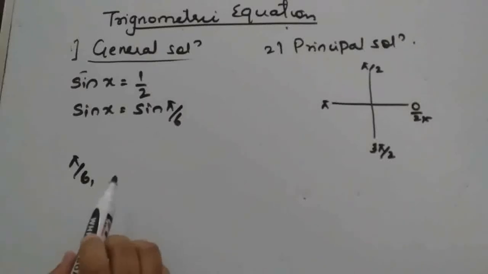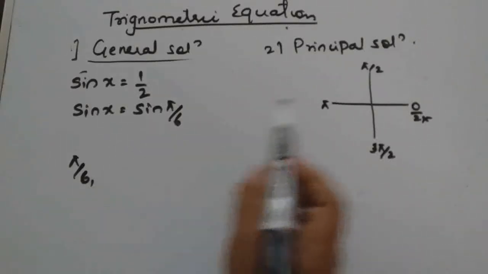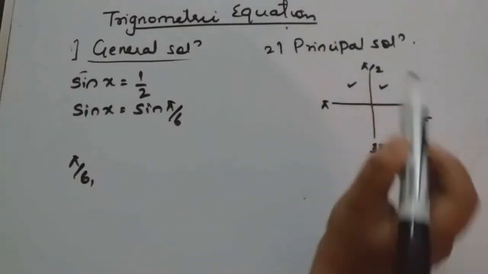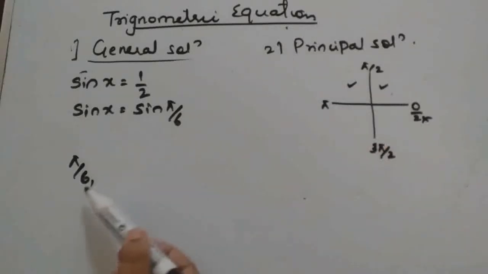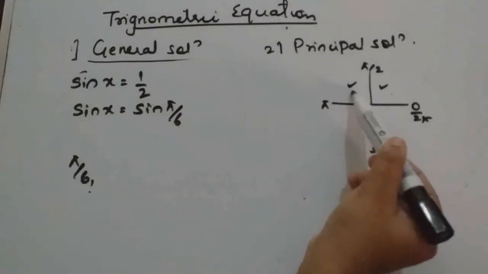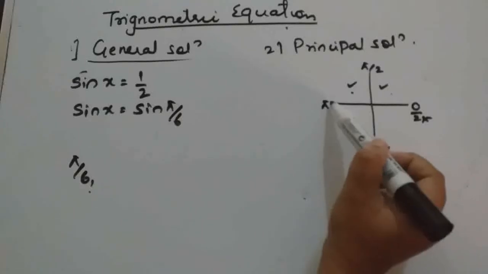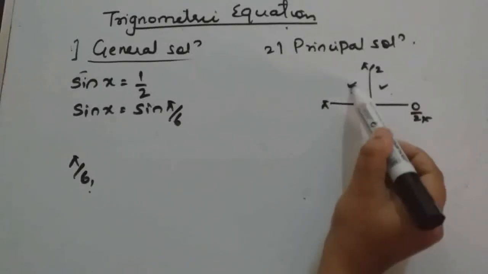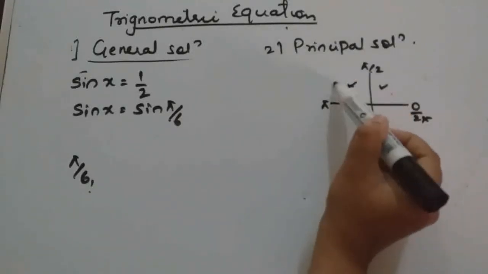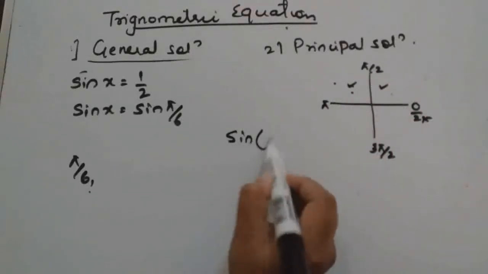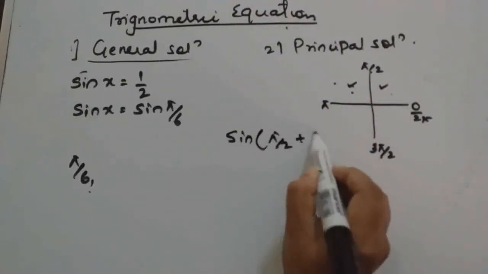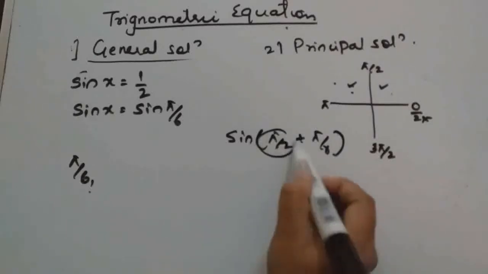Another solution you have to find, so you have to check in which quadrants sine is positive, first and second. So the first quadrant angle you got already. Now to get the angle in the second quadrant, how do you approach it? Pi minus something, isn't it? Pi by 2 plus you can't do, because if you write sin of pi by 2 plus pi by 6, that will change into cos.